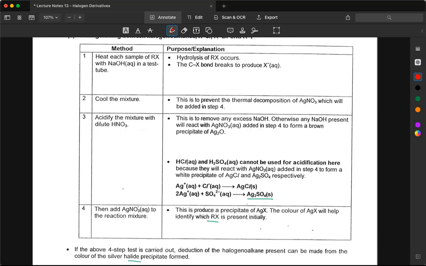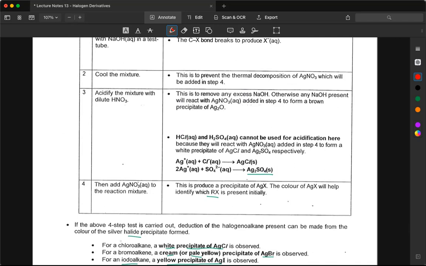After that, in step 3, we acidify the mixture with dilute nitric acid. This helps to remove any excess sodium hydroxide added in the first step. Because if there is sodium hydroxide remaining, it will react with silver nitrate added in step 4 to form a brown precipitate. Then it will be difficult to observe the color of the precipitate formed from the desired product. We can't use hydrochloric acid or sulfuric acid because they will react with silver nitrate to form silver chloride and silver sulfate, which appear as white precipitate.